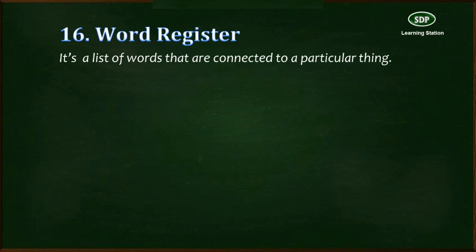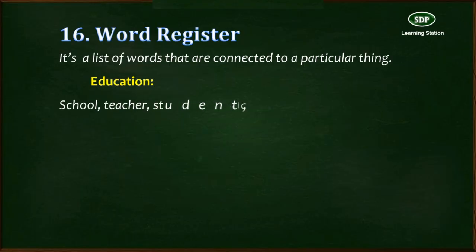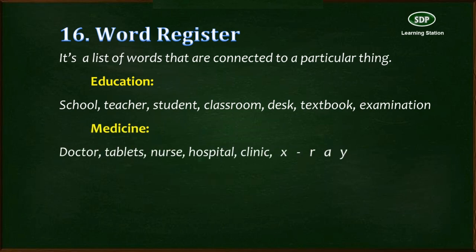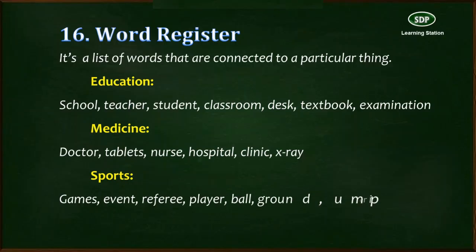Word register or related words. It is a list of words that are connected to a particular thing. For example, write word register of education: school, teacher, student, classroom, desk, textbook, examination; medicine: doctor, tablets, nurse, hospital, clinic, X-ray; sports: games, event, referee, player, ball, ground, umpire.